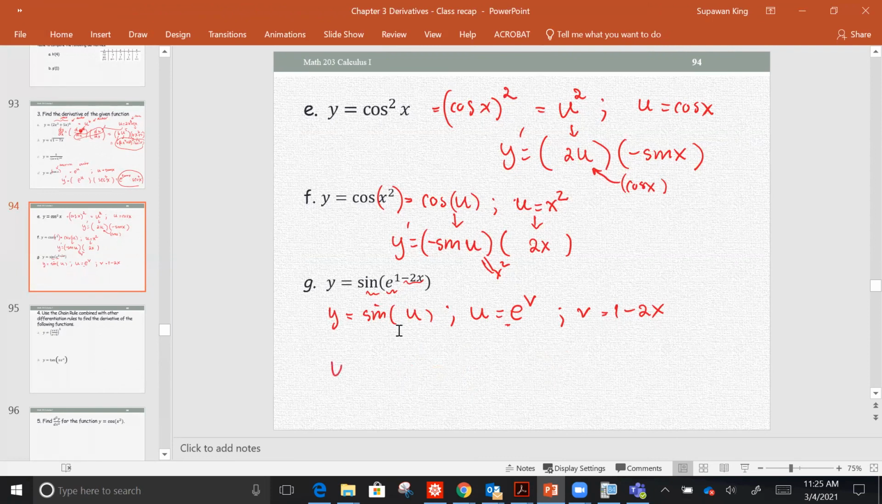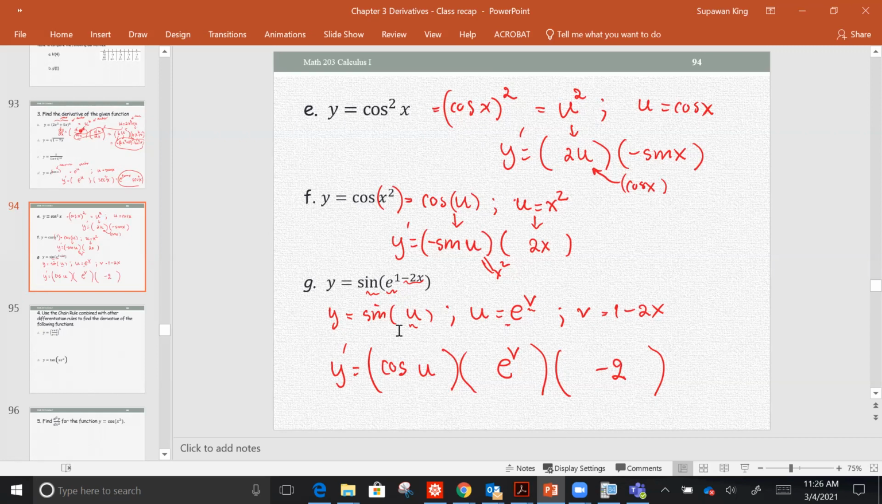So y prime, I'm going to line them up. The next step is the derivative. So y prime is the derivative of the first layer, multiplied by the derivative of the second layer, and multiplied by the derivative of the innermost layer. So the derivative of sine is cosine of the u. Derivative of the u with respect to v is e to the v. Have to keep an eye on the variable in each group of the function: the first one with respect to u, the second one with respect to v, the last one with respect to x. So the derivative of the v is negative 2.